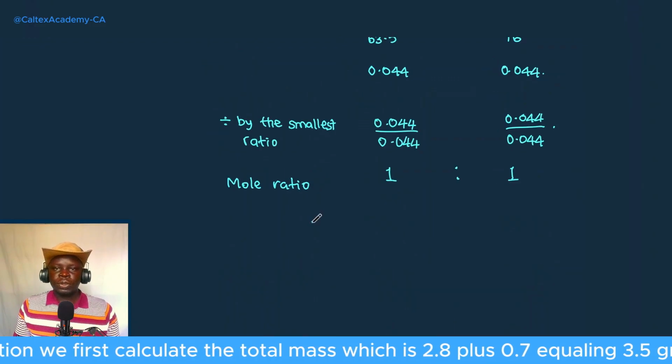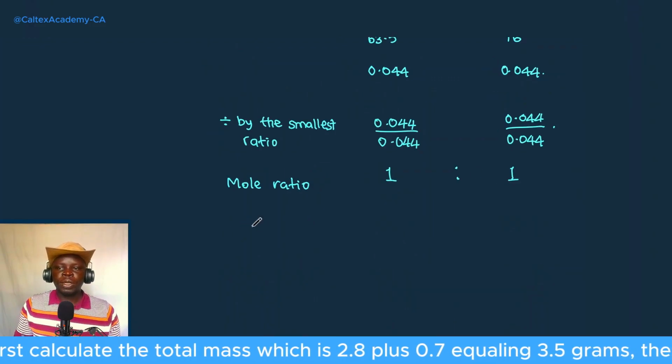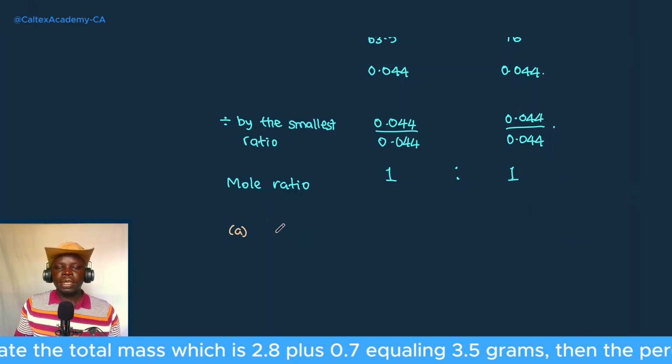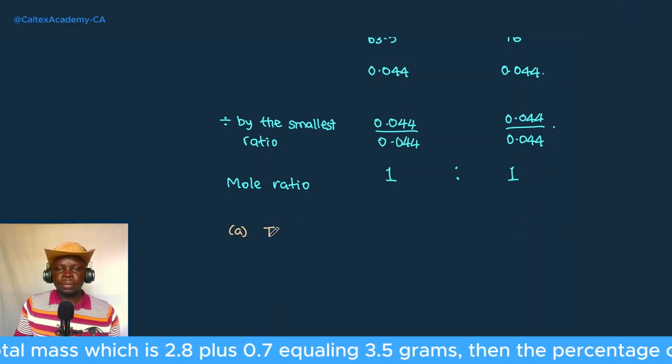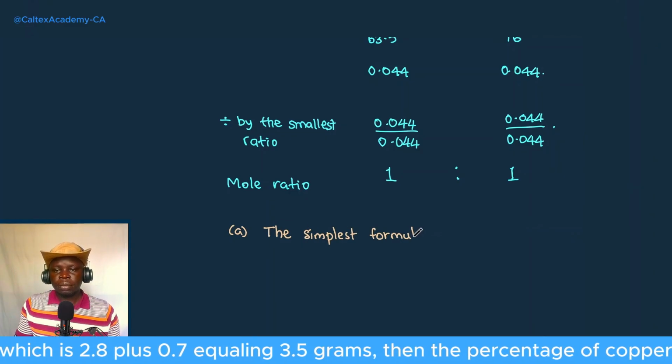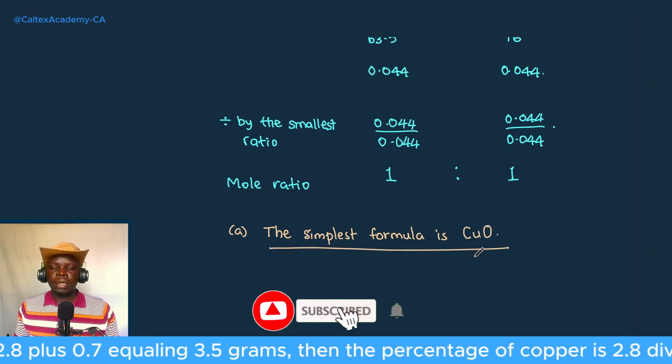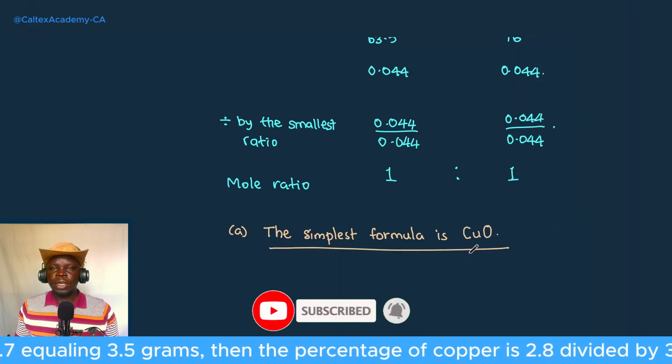The simplest ratio, which answers the first part of the question, that is A, is copper oxide, CuO. And our first part of the question is done.